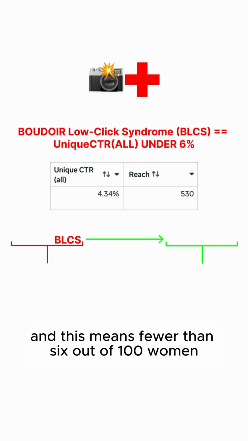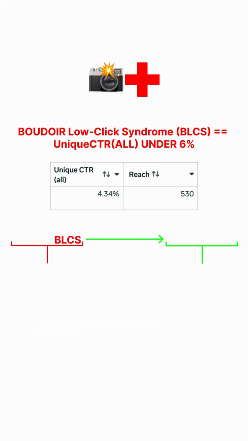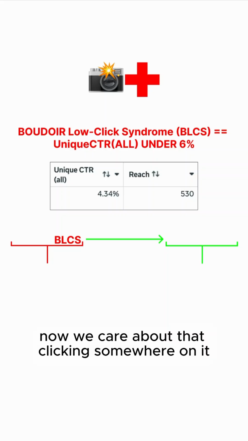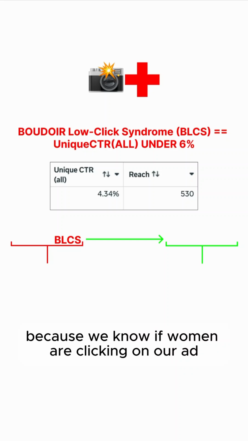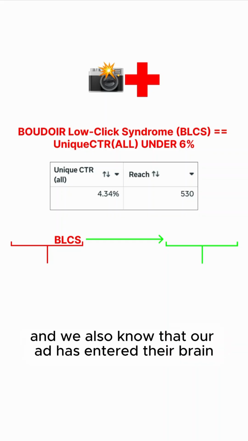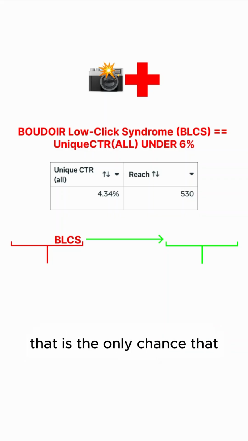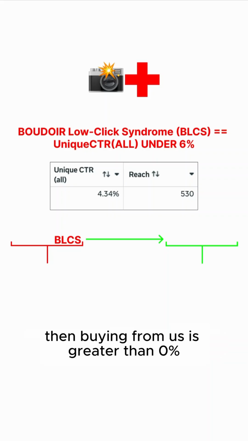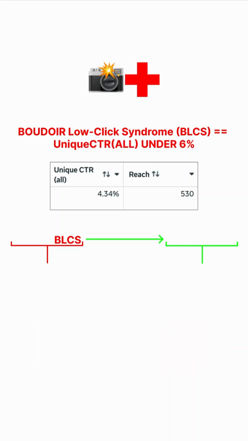And this means fewer than 6 out of 100 women are clicking on our Boudoir Facebook ad. And we care about that, clicking somewhere on it. We care about this because if women are clicking on our ad, then they're not scrolling by, and we also know that our ad has entered their brain. And when our ad enters their brain, that is the only chance that them buying from us is greater than 0%. So we need to get this number up as high as possible.